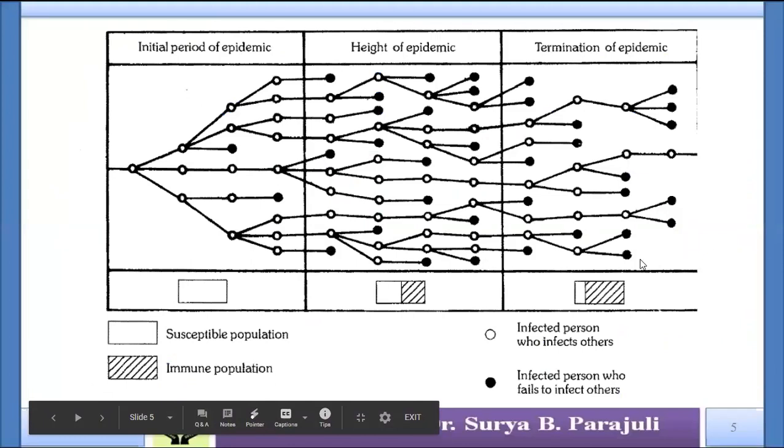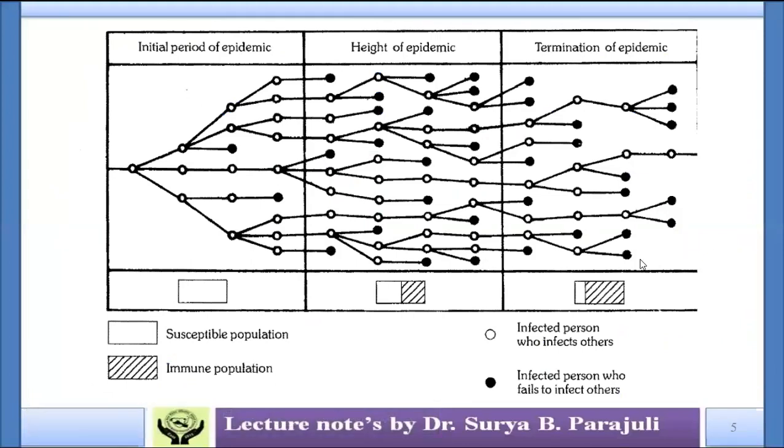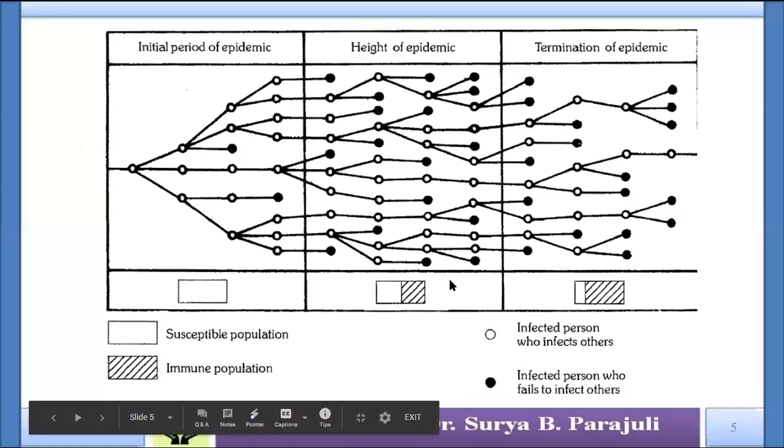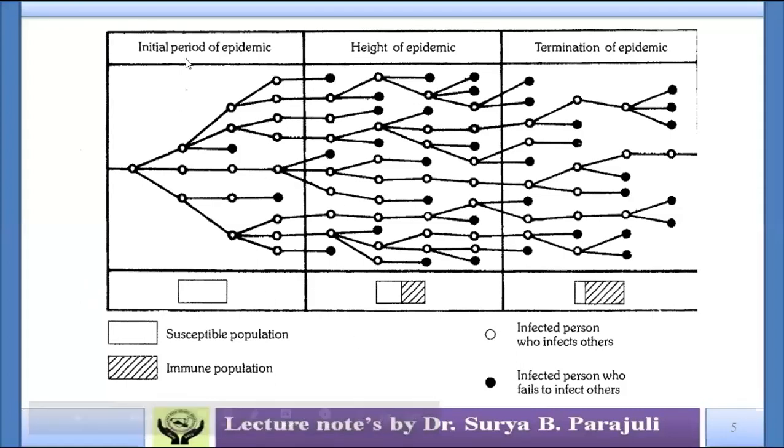It may be difficult for you to interpret, but I know you people are very smart nowadays. I hope you can interpret this figure. You can see we can correlate it with the COVID-19 outbreak. In the initial period of the epidemic, the first case was seen at Wuhan, China. It spread within Wuhan, then it crossed the border and went to other countries.